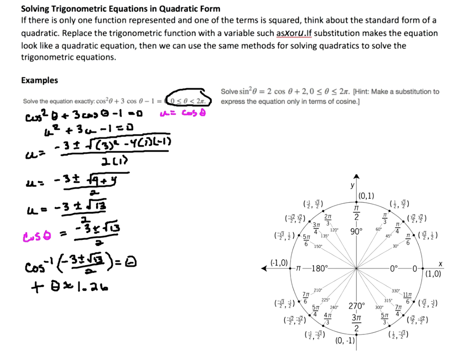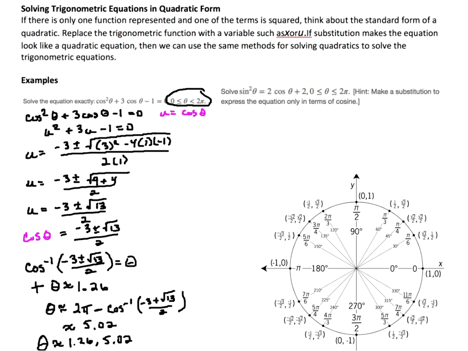So another possibility is that theta is approximately 2 pi minus arc cosine of (-3 plus the square root of 13) over 2. And when you put all that into your calculator, you get that that's approximately 5.02.